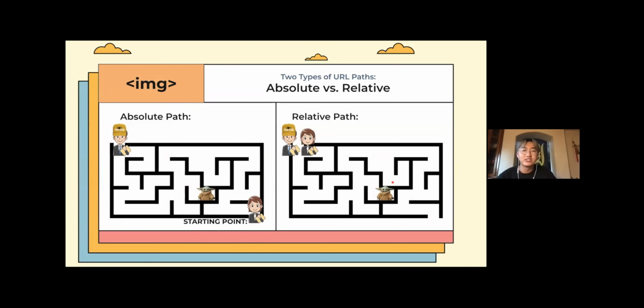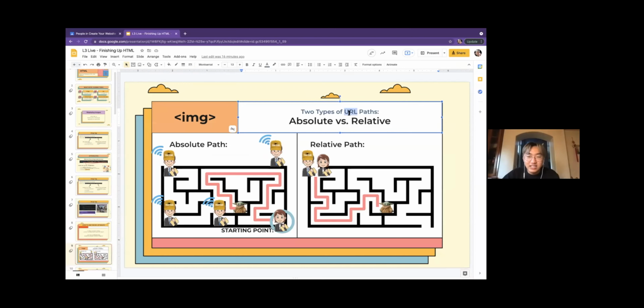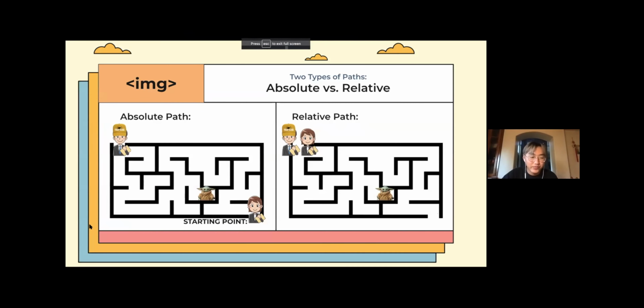All right, and so now is the reason why we're going to be talking about absolute and relative. I think this is a little bit misleading. It's actually not a URL all the time, so I'm going to erase this really quick, and let me just turn off the laser pointer. Okay, so we have the two types of paths, absolute and relative, and we'll go over the relative first. So imagine yourself as a tour guide.